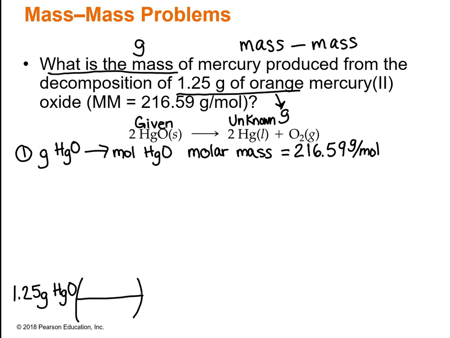Sure, I can repeat that. If we need to get rid of grams, do we need to put grams on the top or the bottom? Right, it should go on the bottom. So we're going to take our molar mass of 216.59 grams HgO, put that on the bottom. That means that the 1 mole HgO goes on the top. So that's part 1.